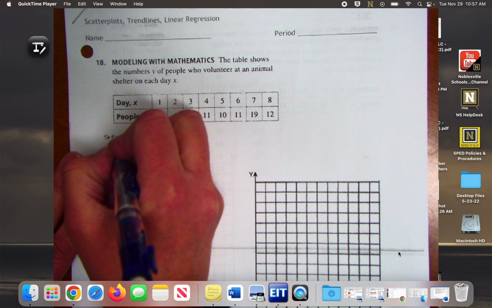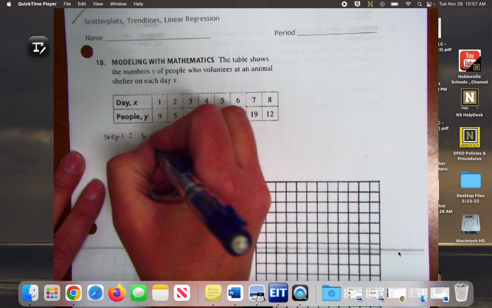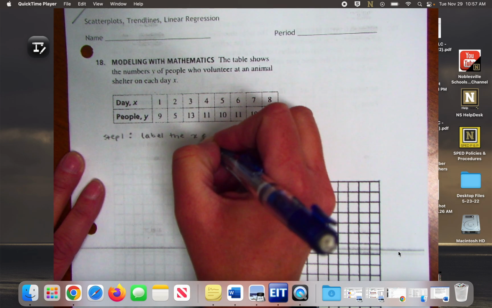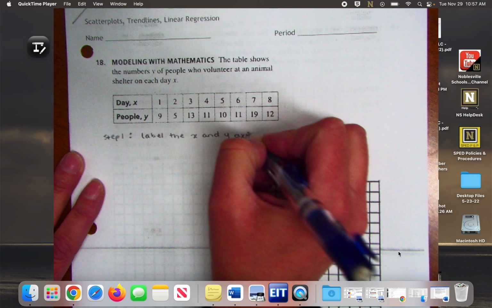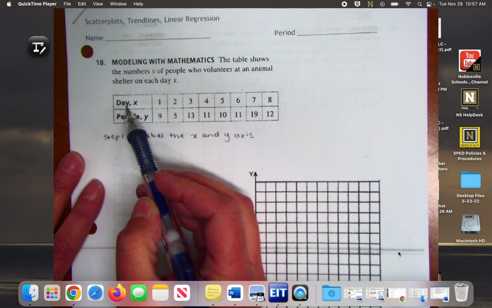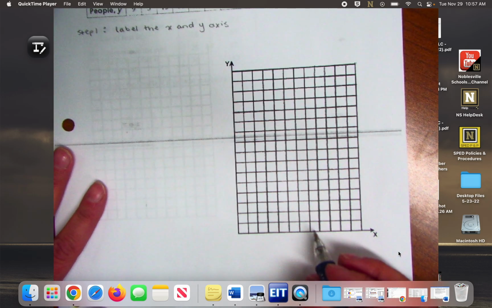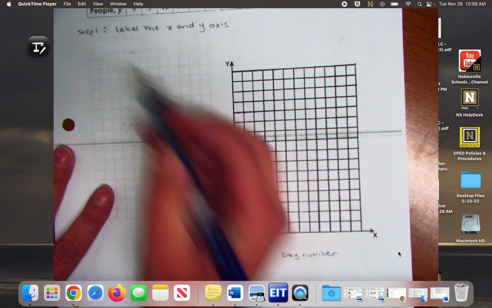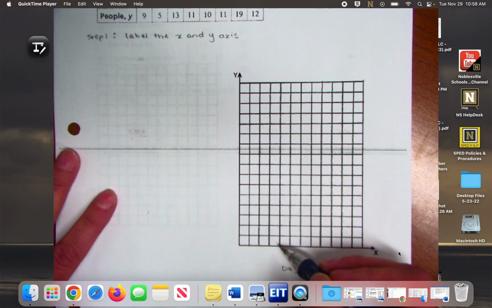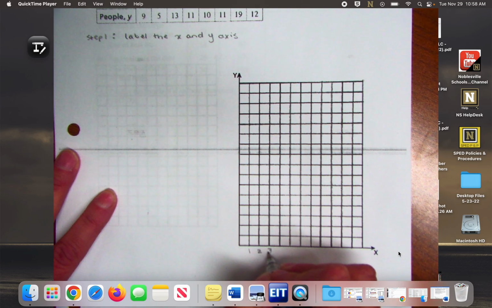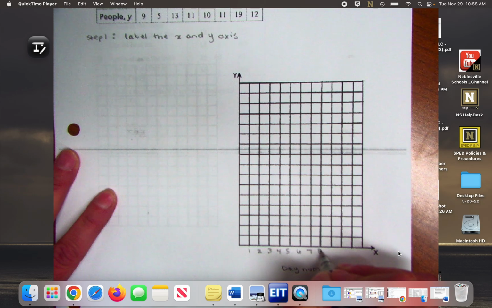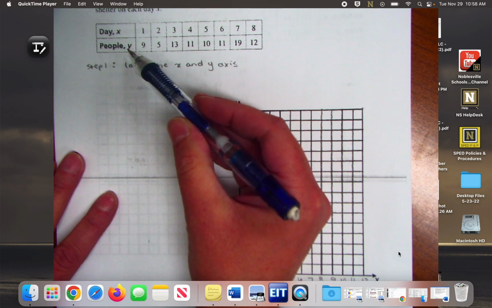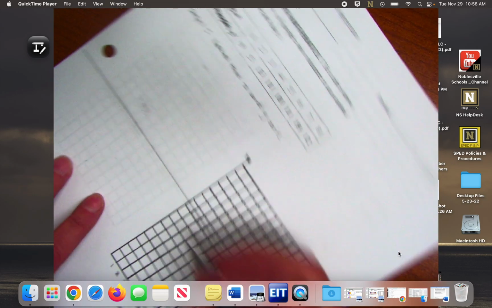So step one of this process is to label the X and Y axis. And some of you might be thinking, how do I know what to label those? Well, X is day, right? So our X axis is going to be day number. And then we can just go by ones because that can fit all the way across here. So 1, 2, 3, 4, 5, and so on. And then our y-axis is going to be number of people, okay?